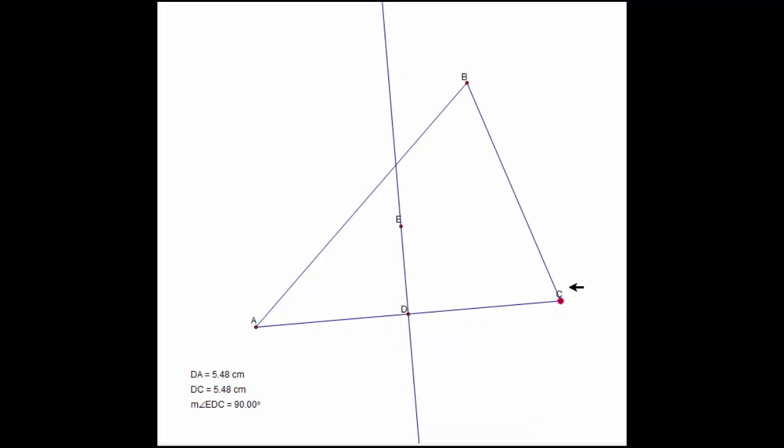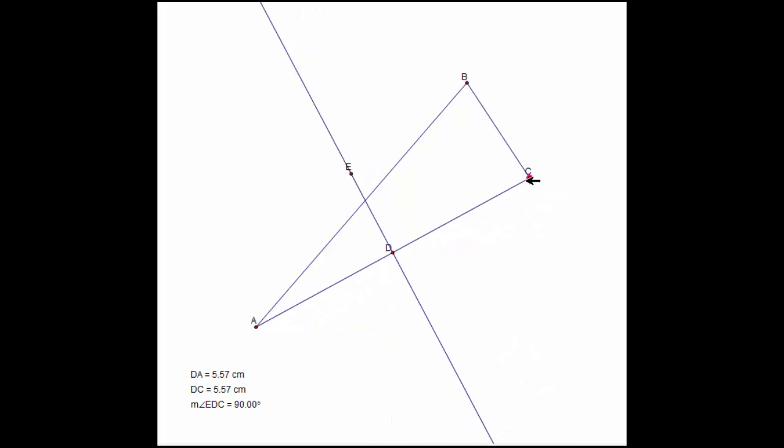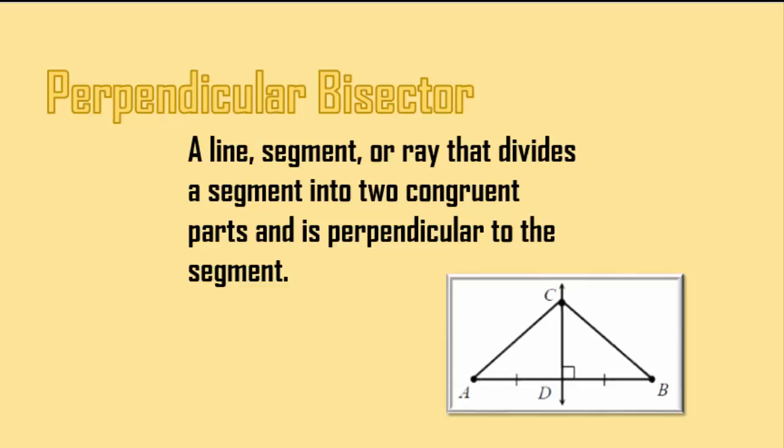And no matter what I do to this, you could see that EDC, if you notice this down here, will stay the same. That is the perpendicular bisector of that side. Again, if we want to take a look at the definition for perpendicular bisector, it is a line, segment, or ray that divides a segment into two congruent parts, as you can see here, two congruent parts, and is perpendicular to that segment. So this line here bisects this side of the triangle and is also perpendicular to that side of the triangle, making it a perpendicular bisector.